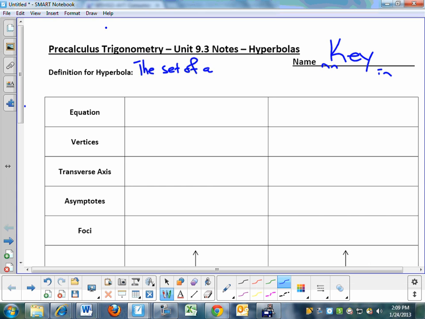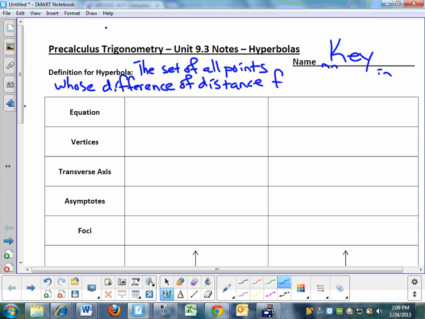A set of all points whose difference of distance from two foci is constant. So basically same definition as yesterday. Yesterday we talked about that the sum is always the same. Now it's the difference is always the same. And after we draw the shape, I'll tell you exactly what that means and it'll make sense.